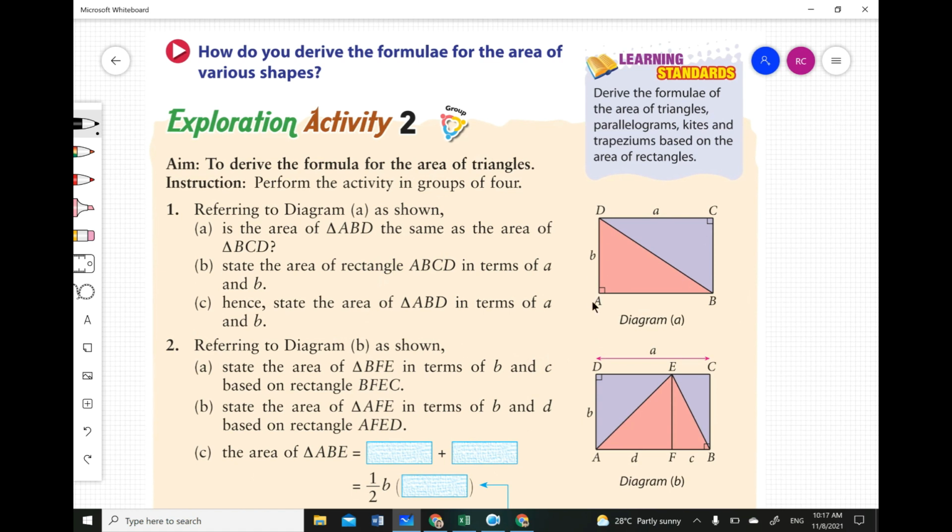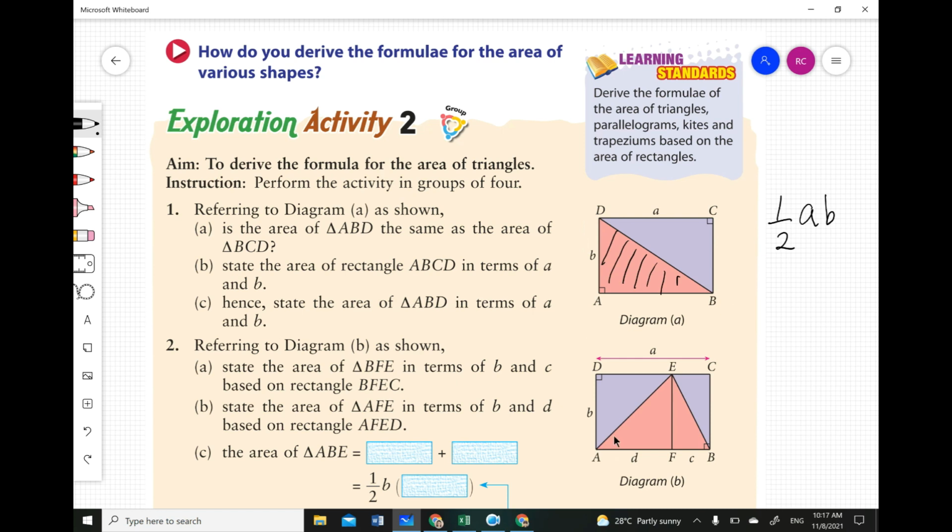For example, this one is given a rectangle. So if it is cut into 2, we have 2 triangles over here, isn't it? Now, you know the area of a rectangle is A times B. If it is cut in half, we can get the area of the triangle already, which is half of the area of the rectangle. So half AB. This is the first type of triangle.